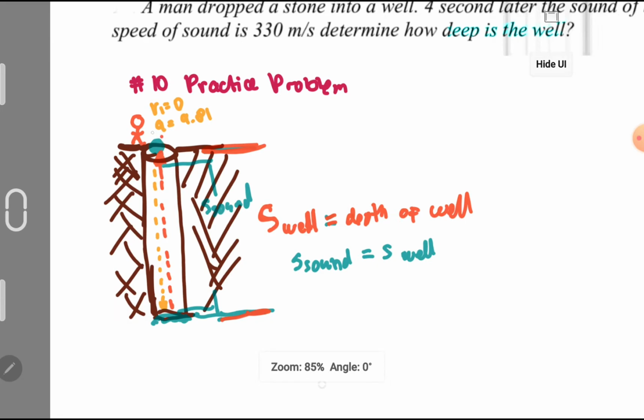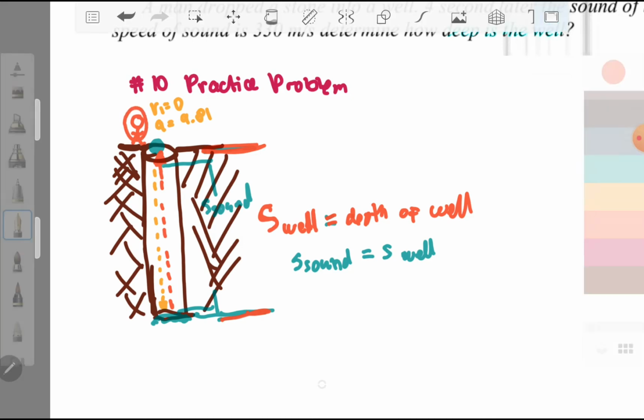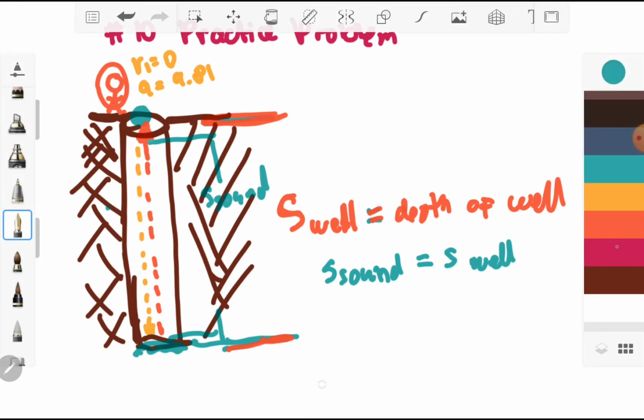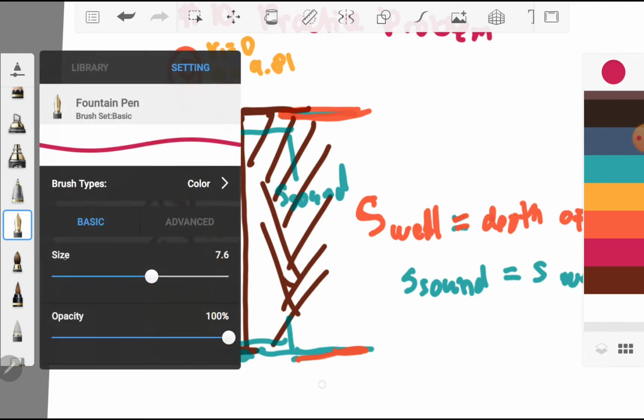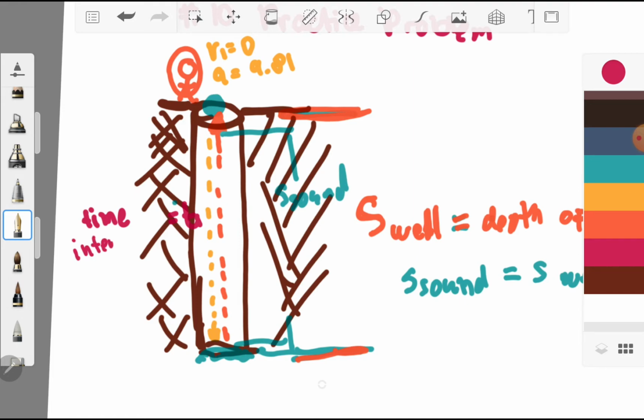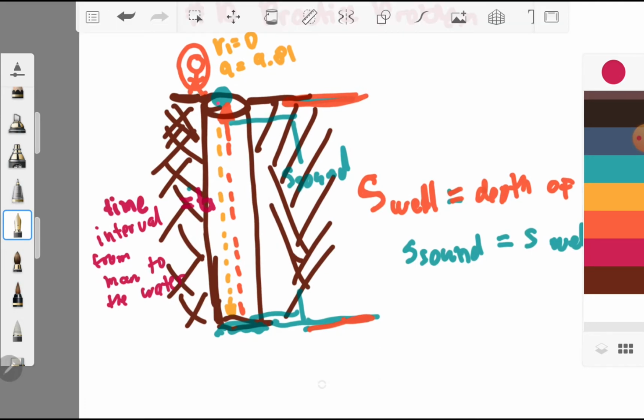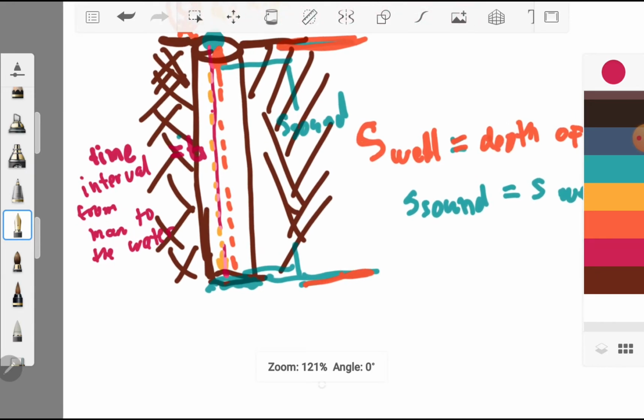Then after knowing they are equal, next is to determine the two time intervals. So take note that after 4 seconds, the man heard the splash of water. So therefore, there are two time intervals that you would consider. So you will consider your T1. This will be your first time interval. So T1, which is the time interval from man to water. Okay? Time interval from man to water. So that is our T1. Which means that after he drops it, with Vi equal to 0, the stone falls until it reaches the water. So that will be our T1.